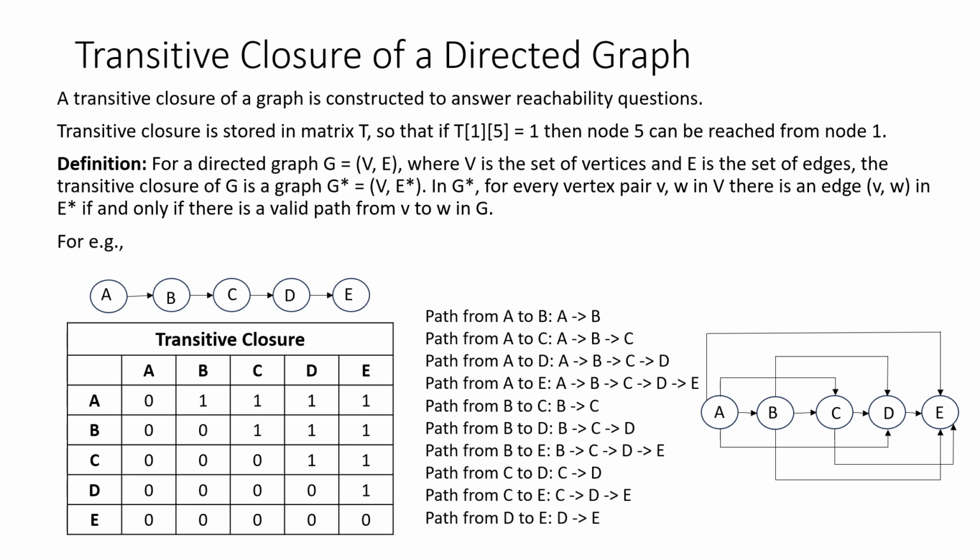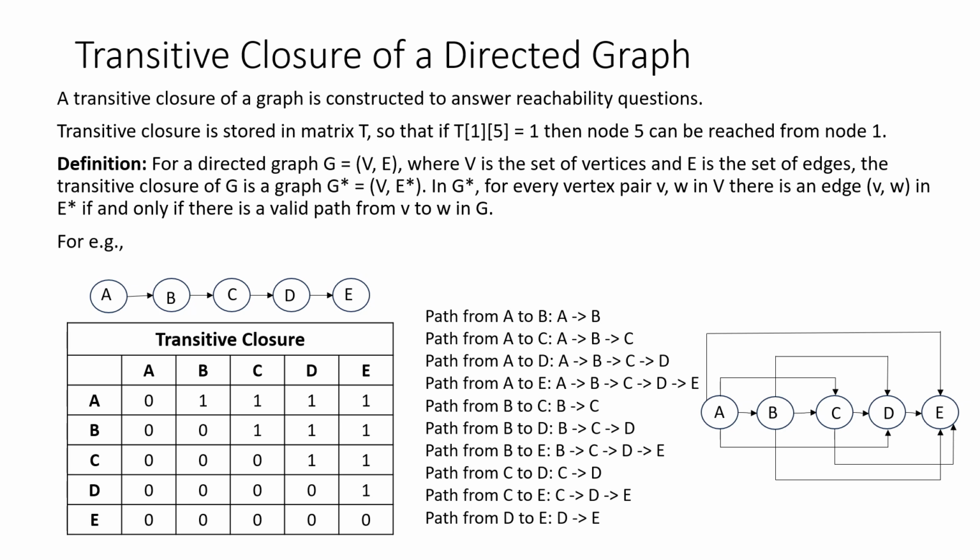The formal definition of transitive closure is given for a directed graph G, which is a set of vertices and edges. The transitive closure of G is a graph G star, which is also a set of vertices and edges. In G star, for every vertex pair VW in V, there is an edge VW in V star if and only if there is a valid path from V to W in G.